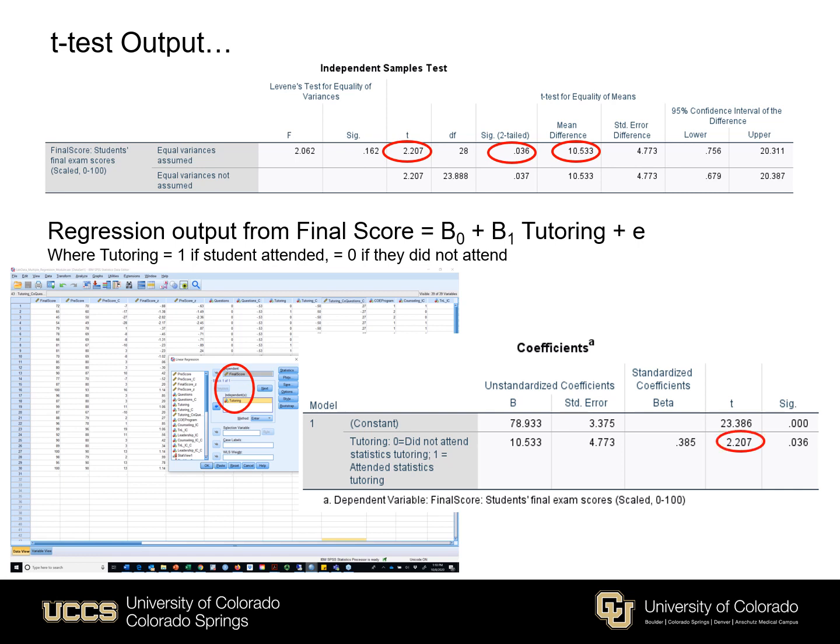Note that I get the same exact t-test statistic, and I get the same p-value, 0.036, and the unstandardized coefficient, the B1 of that model, is actually giving me the mean difference in final score across the two groups, tutoring and no tutoring.